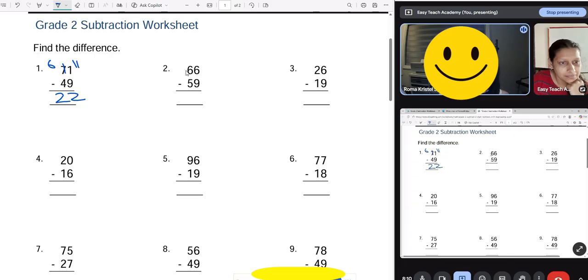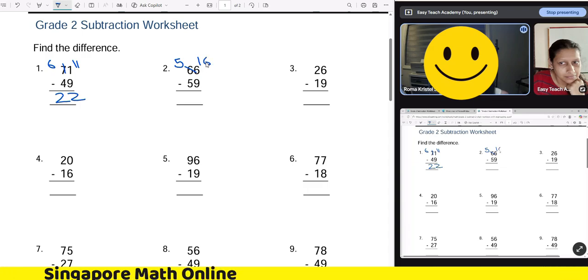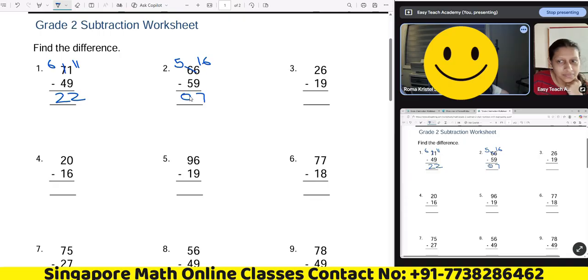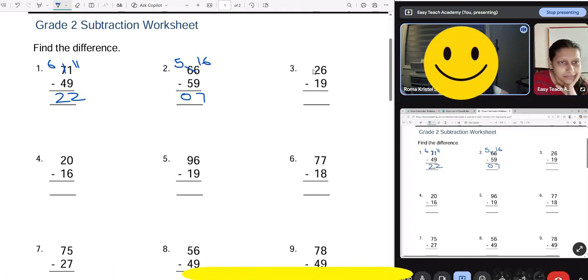6 minus 1 equals 5. And then 6 becomes into 16. 16 minus 9 equals 7. And 5 minus 5 equals 0. So the answer is 07. Amazing. Next sum.